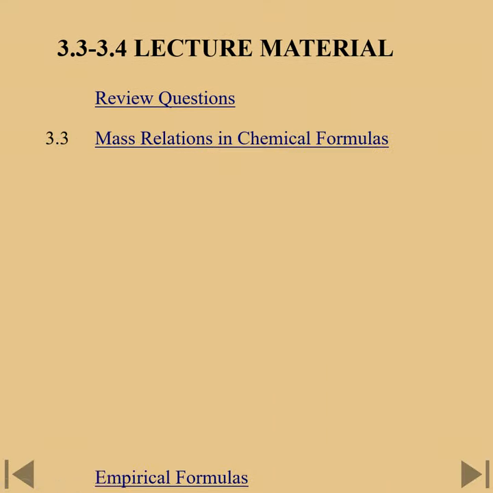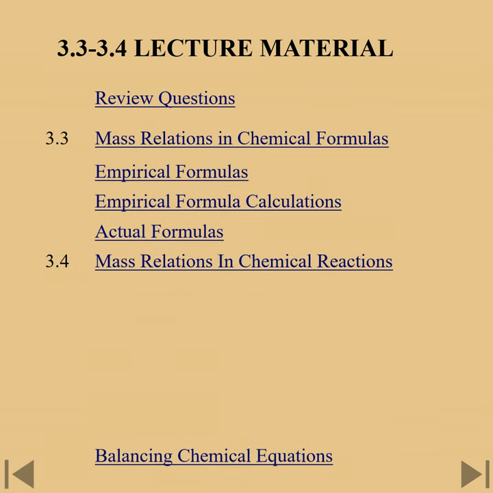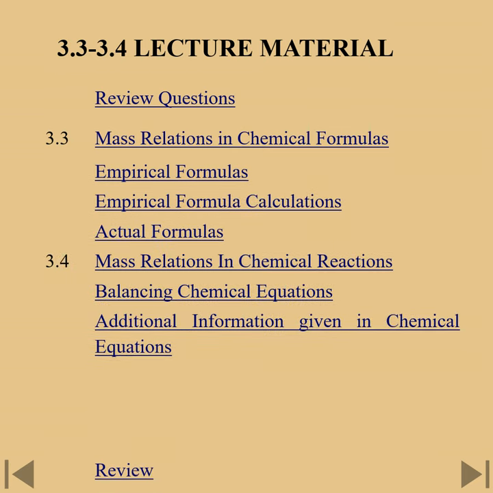We're going to be covering 3.3 through 3.4, and this begins with the mass relations in chemical formulas. So for example, water is 11.1% hydrogen and the remaining 88.9% oxygen. So that would be the mass relationship of the hydrogen and oxygen in water. Well, from that knowledge, we can calculate the empirical formula, meaning we determined that that formula was H2O.